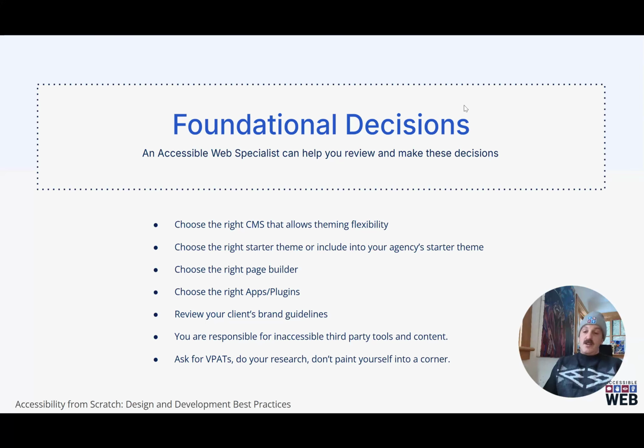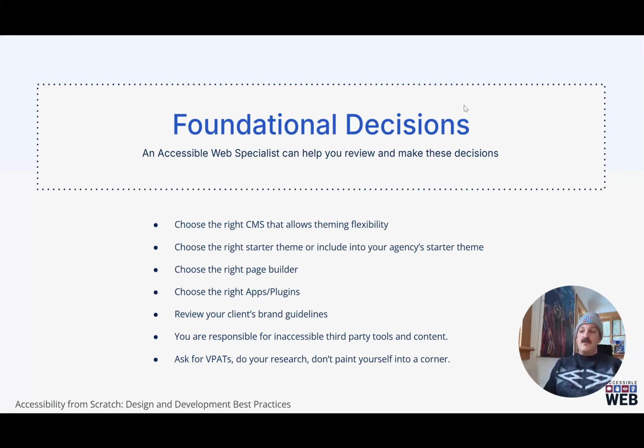All right, so you're starting a new project. You're just looking at how your agency's building websites overall. First thing you need to think about is the foundational decisions you're making in how you're building websites. So you want to make sure you're using a CMS that includes theming flexibility. There's a lot of DIY website builders. I don't want to throw any specific ones under the bus, but some of these, like, build your website in 5 minutes using AI or whatnot, right?